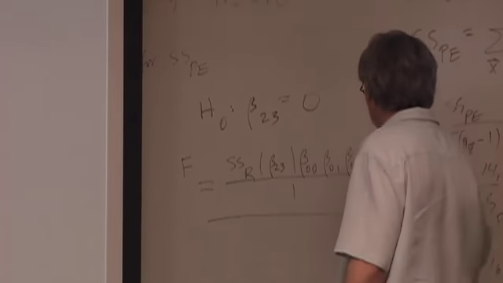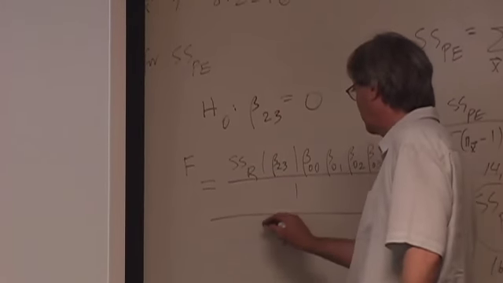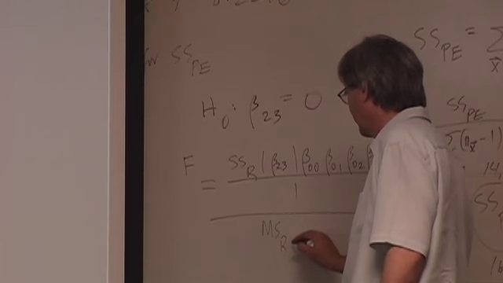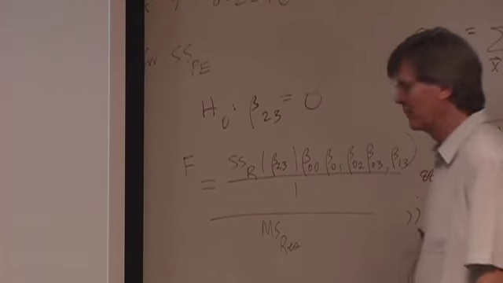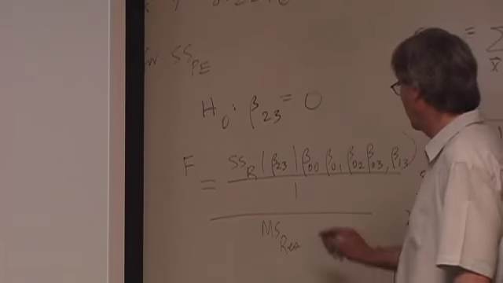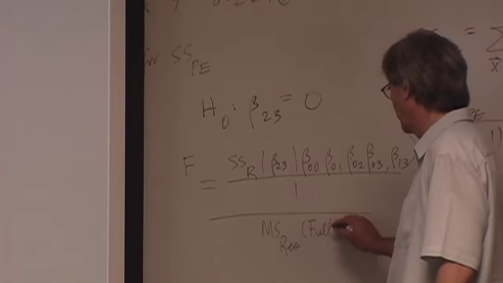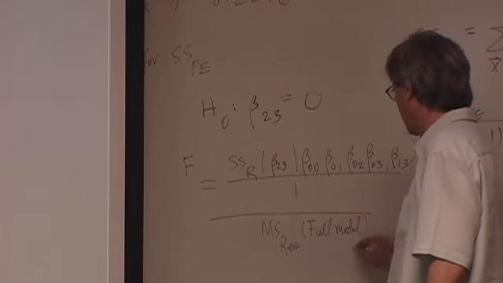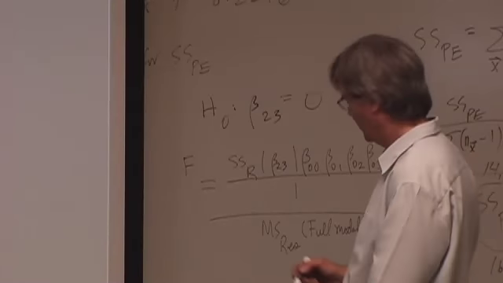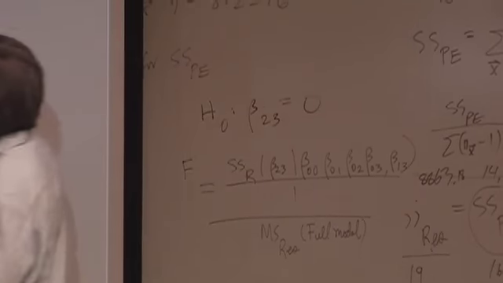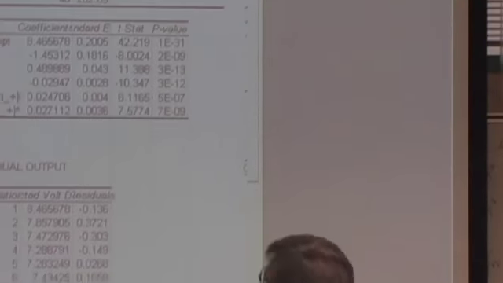Divided by MS res for the full model. MS res including beta 2,3, right? Yes, for the full model. So that would be 0.717.